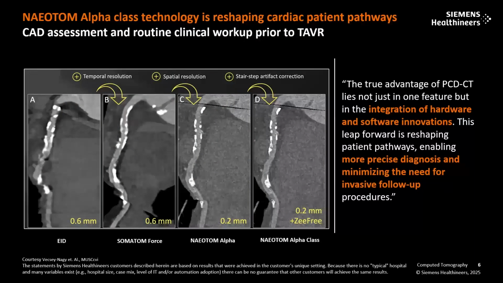But this is not just out of the blue, right? We worked on this over decades, right? And this is a nice image from MUSC, created to show the progression, how hardware and software work together to provide us with the excellent image quality that we're working with today. From energy integrating detectors, then adding with SOMATOM Force the dual source temporal resolution, and then with NAEOTOM Alpha, increasing the spatial resolution to 0.2 millimeters. And then last year, when we had the NAEOTOM Alpha class where we went to 3 scanners of photon counting, we also introduced things like Z-free, which gets rid of step and stare artifacts. This is the base. Now, if you add AI on top of this, the benefits will shine further.